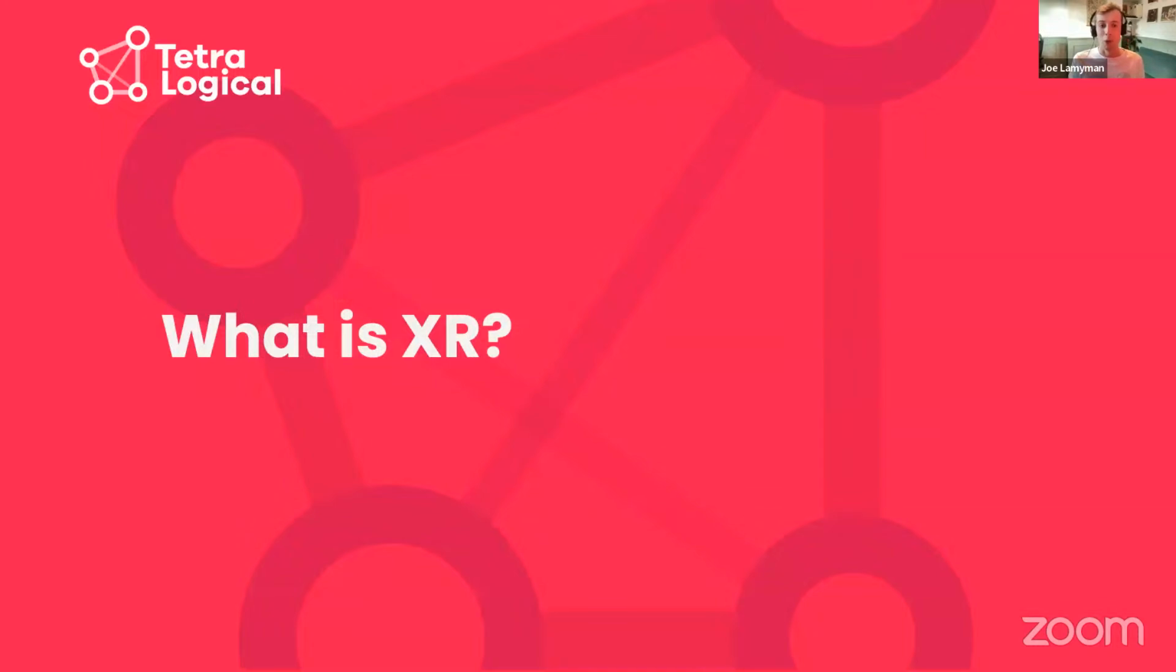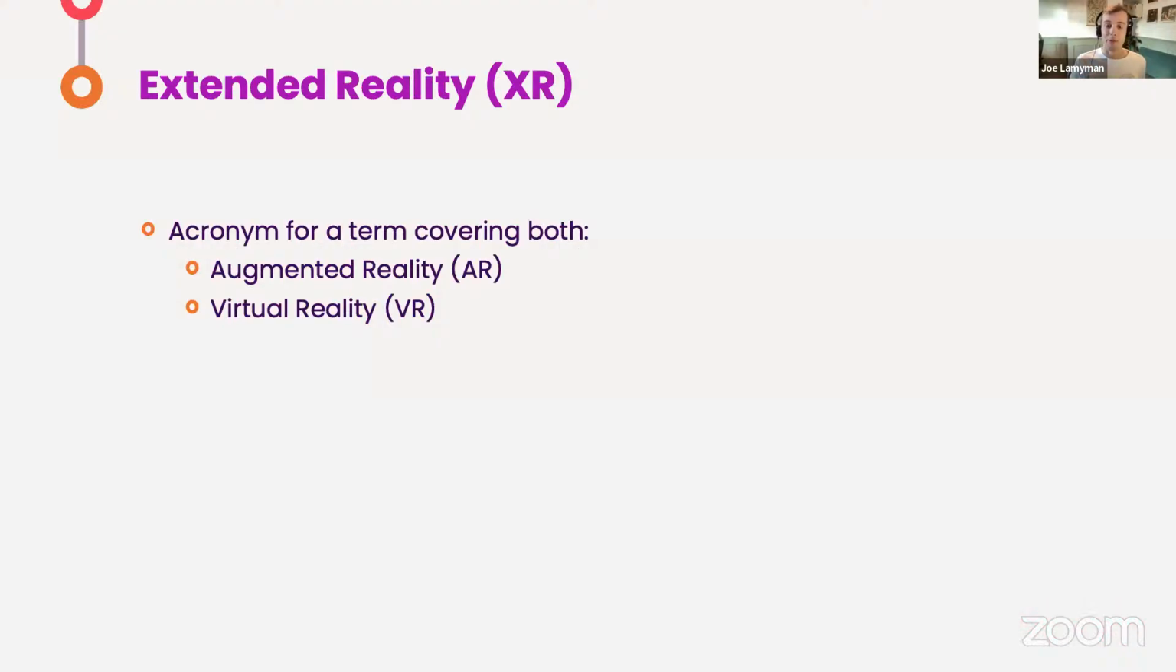So you might be wondering, what is XR? Maybe you're not familiar, or maybe you could do with a bit of a reminder. Well, it's an acronym for the term extended reality, which is all about the blending of virtual and physical spaces. And it's an umbrella term, so it covers two things mainly, which are augmented reality, which you might have heard referred to as AR, and virtual reality, VR.